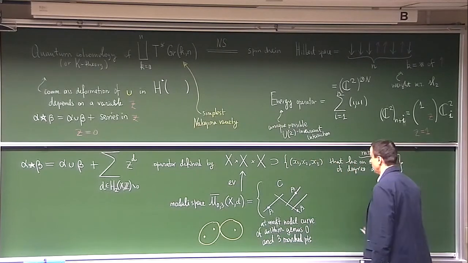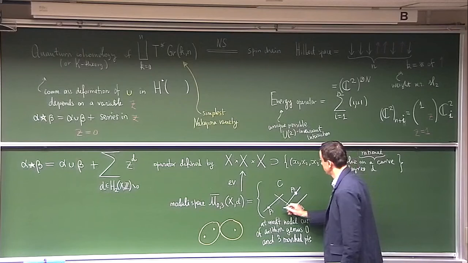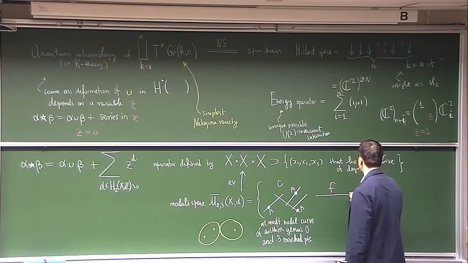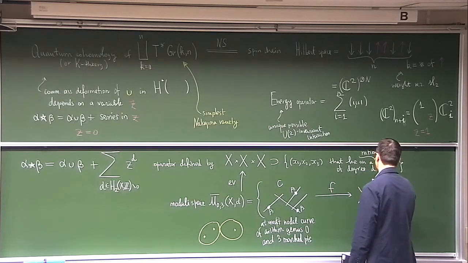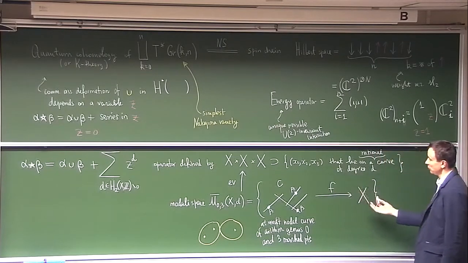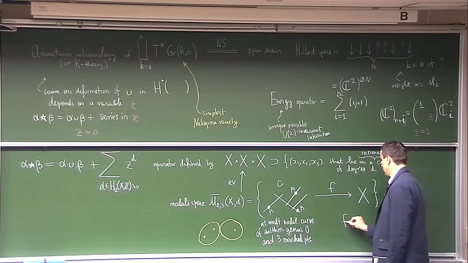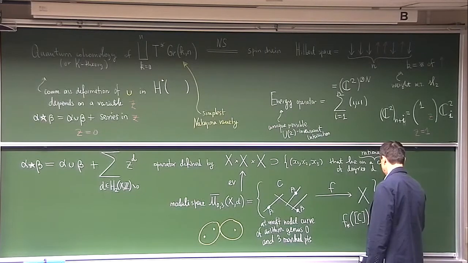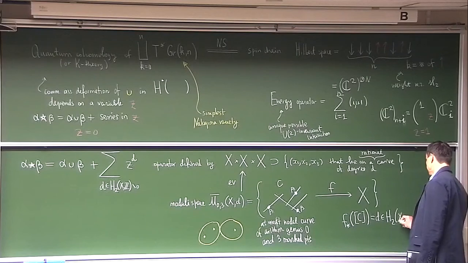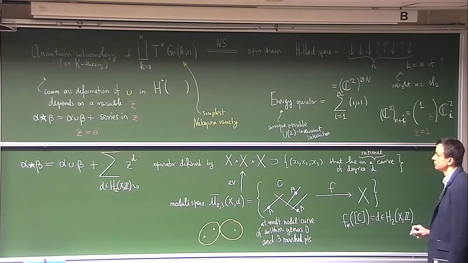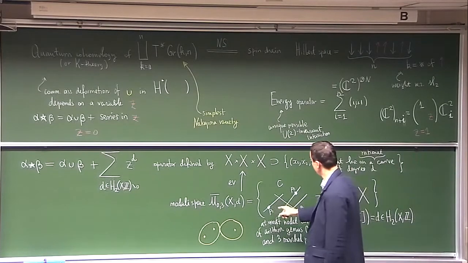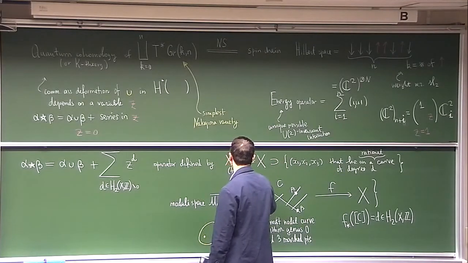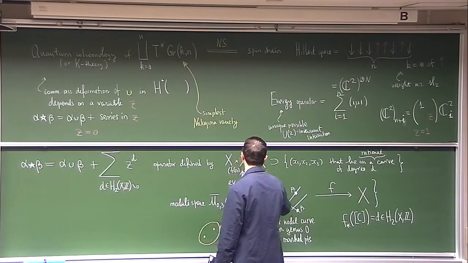Then the next part of the data is a map f to my X. And this has to be a map of degree d, meaning f pushes forward the fundamental class of C to d, an element in H_2 of X. And this evaluation map takes f and sends it to the values at the marked points: f of p1, f of p2, f of p3.